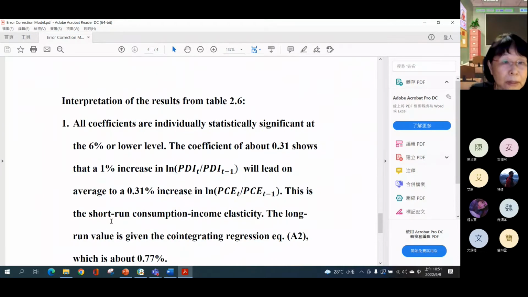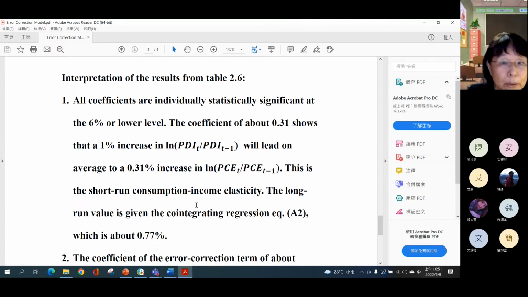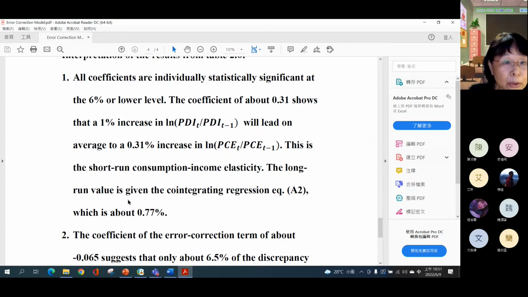Okay, and this is the short run consumption income elasticity. We know that for both variables in LN, the coefficient is considered as elasticity in economic theory. And this is the short run. And what is the long run? We already saw the result for the long run is 0.77. So there's a difference between the short run and the long run, right?